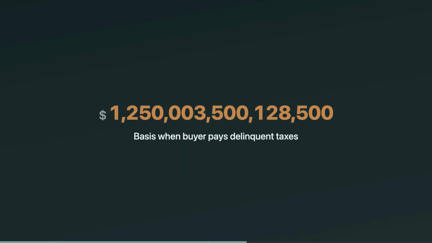Use the simple math the exam loves. Purchase price plus delinquent taxes you paid equals your basis. Example: home costs $125,000. You also pay $3,500 of the seller's past due property taxes. Your basis becomes $128,500. The key reasoning isn't the arithmetic, it's the rule. No deduction for someone else's tax bill, so it becomes basis instead.